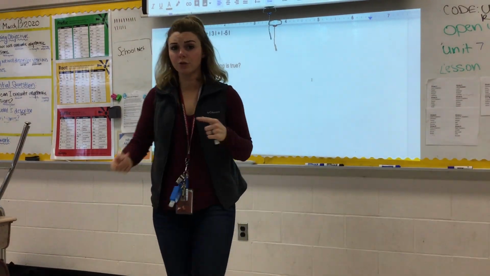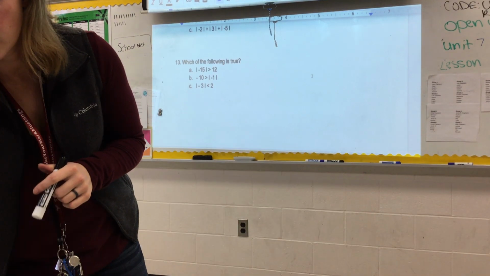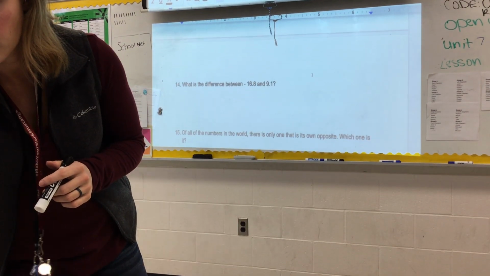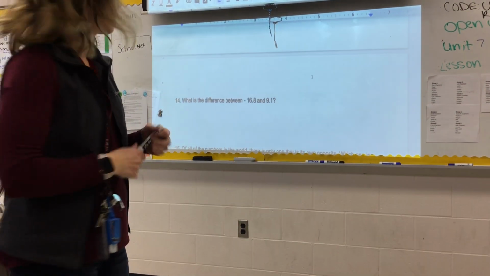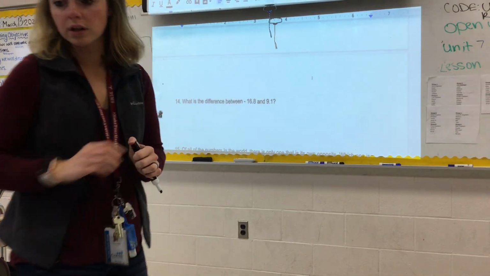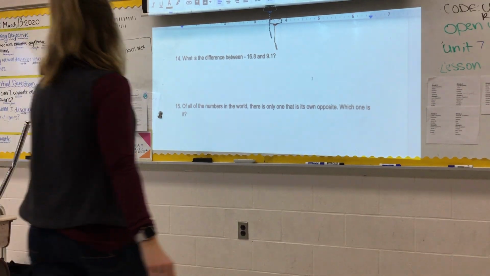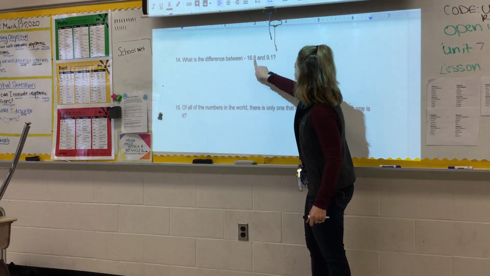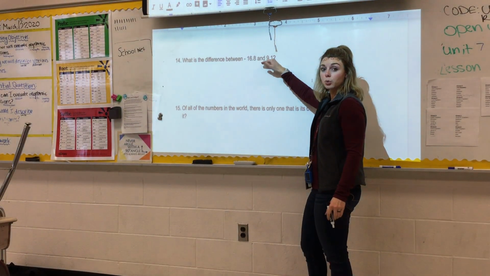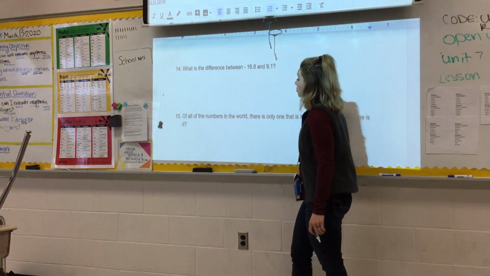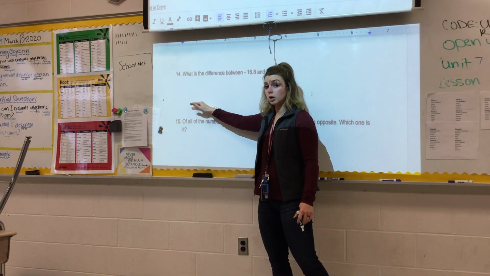I feel like if you made it through this part in the review, it's easier from here. So this one, same thing, pretty straightforward. It says, what is the difference between -16.8 and 9.1? This would be great if you wanted to draw a number line, you could.